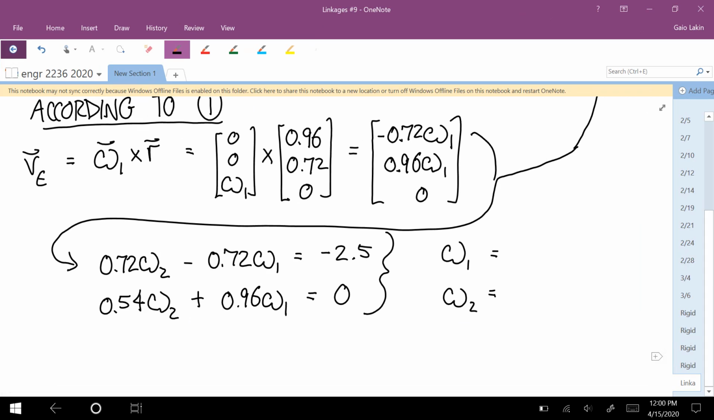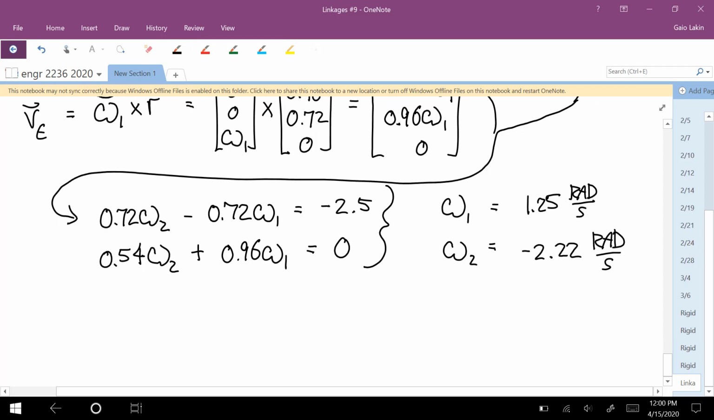And you get that omega 1 is 1.25, and omega 2 is negative 2.22. And now that we have that, if you had a nice dynamics professor, they would have given you those values. And then you could just go on to the step we're at now, which is finding those acceleration constraints.